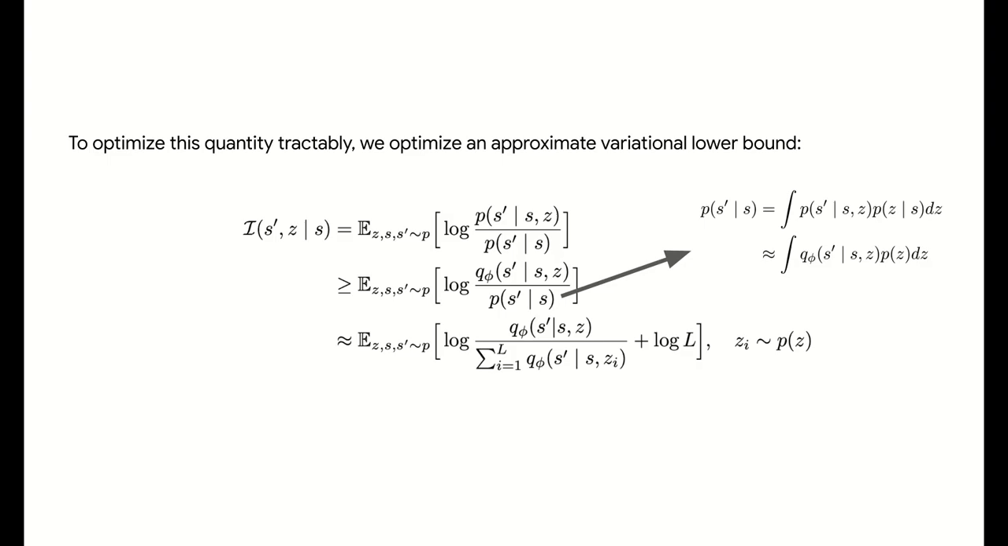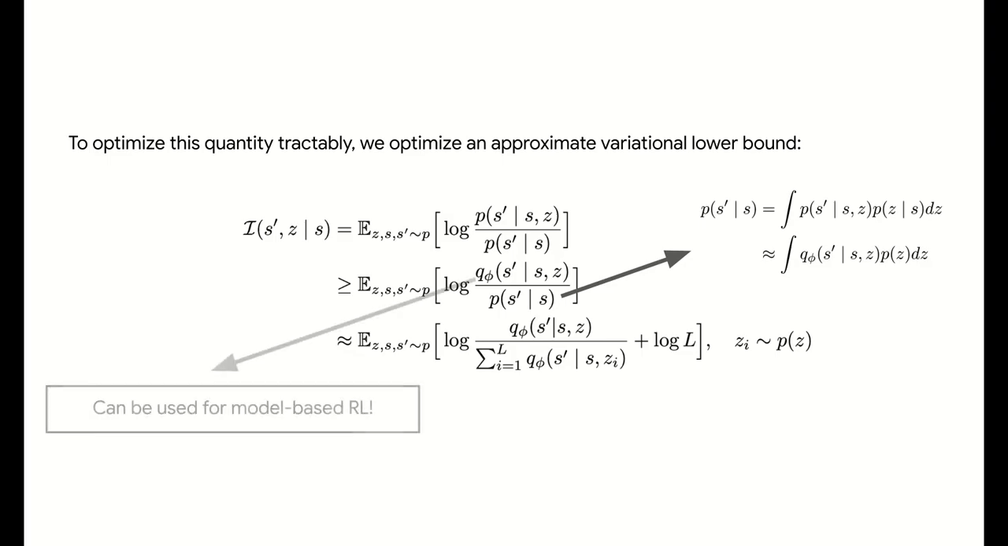Before we move on to the actual algorithm, notice something peculiar about our variational distribution Q of S prime given S comma Z. Our variational distribution allows us to predict the next state given the current state and the skill. This can allow us to simulate a trajectory of the skill in the environment without actually executing the skill. The exciting bit about this observation is that it provides us an alternate way to do model-based reinforcement learning, that too with hierarchical abstraction.